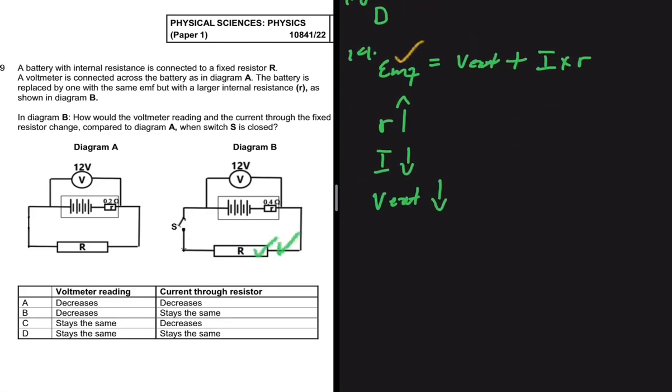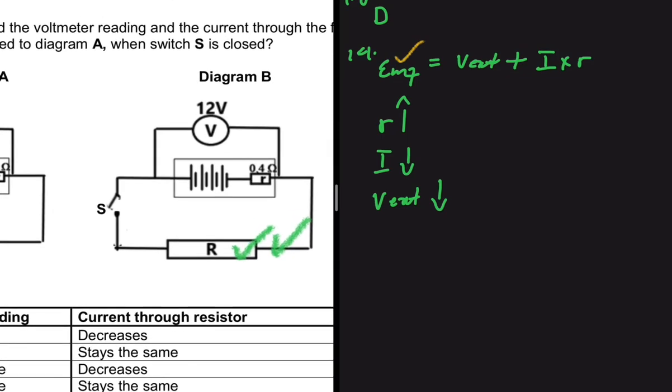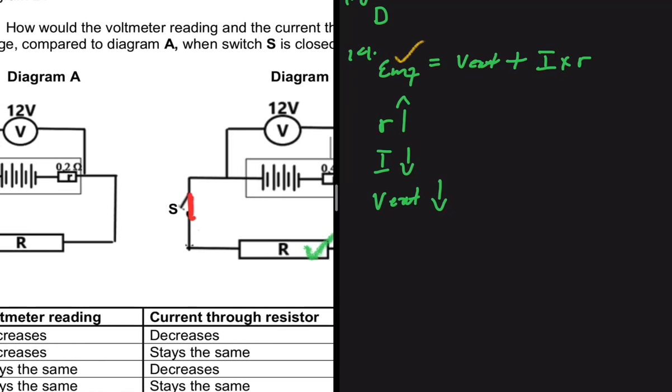So let's look at what we have. A, with regards to the voltmeter reading, is saying that the voltmeter reading is going to decrease. Yes, the voltmeter reading is going to decrease, even though the EMF is the same. They're saying that switch S is closed. When switch S is closed, current is flowing in our circuit, so the voltmeter connected across the ends of our battery will be reading V external and no longer EMF. You need to realize that.